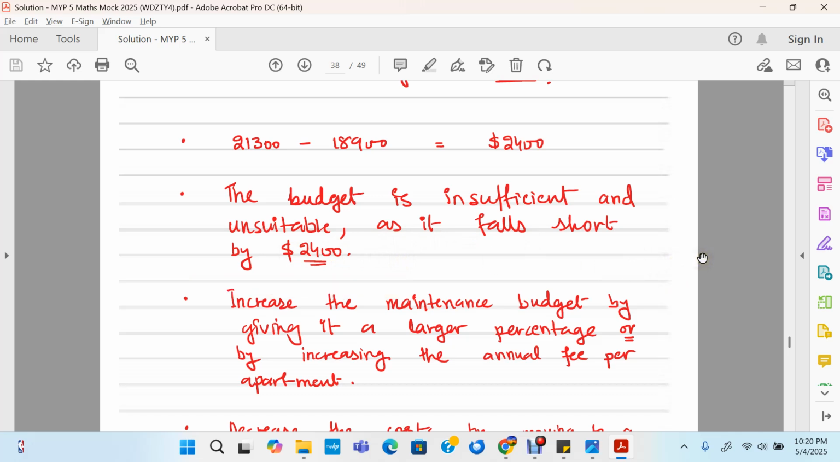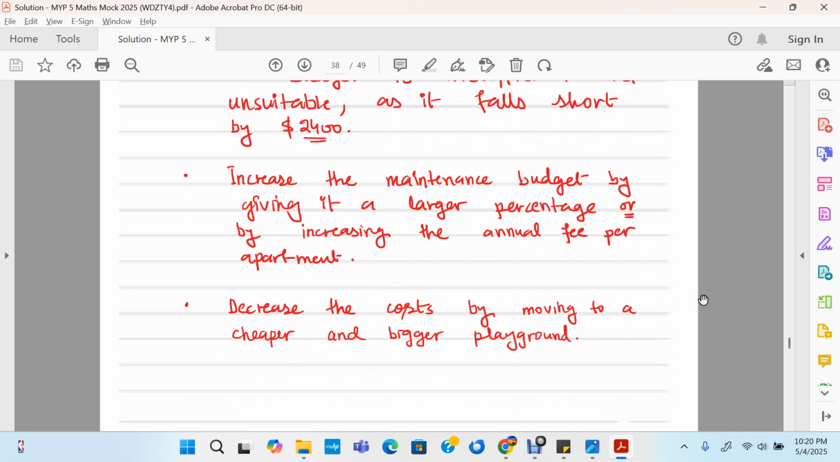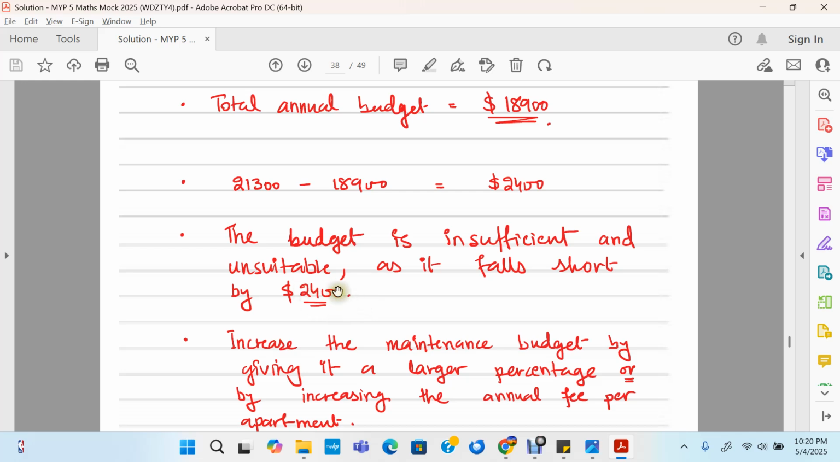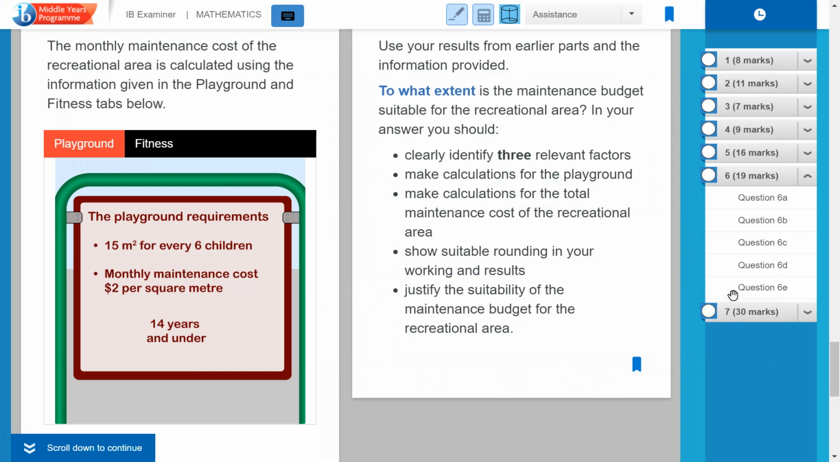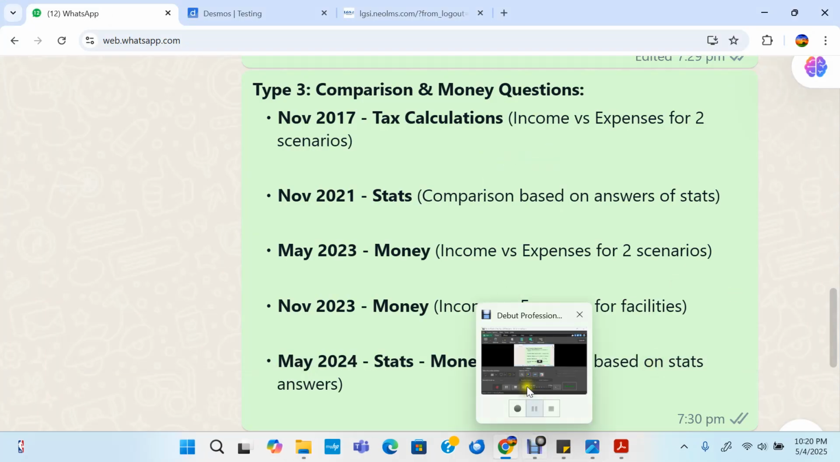Now, don't leave your answer like this. Please propose some suggestions to make sure that this difference is alleviated, because this is a bad condition to be in. Why don't you increase the maintenance budget or allot it a larger percentage than 15%, or somehow decrease the costs? This is the only way of making sure this negative balance is met. And this finishes your question of November 2023, the money question.